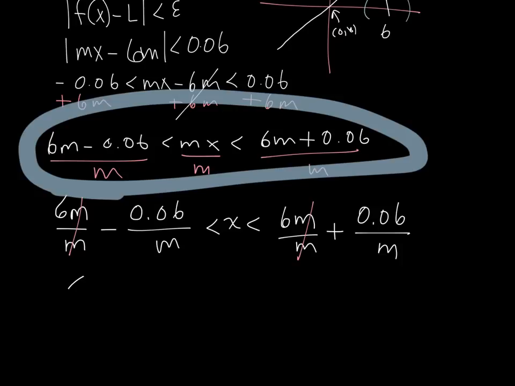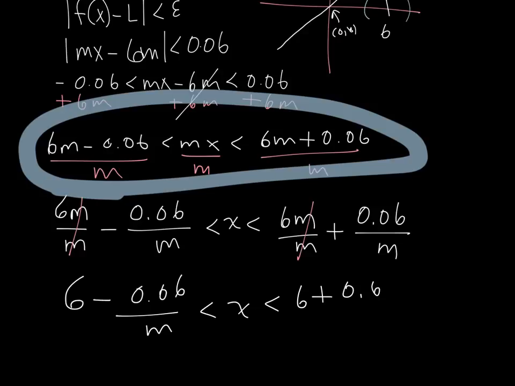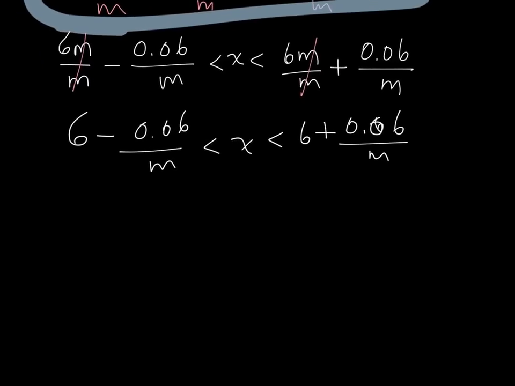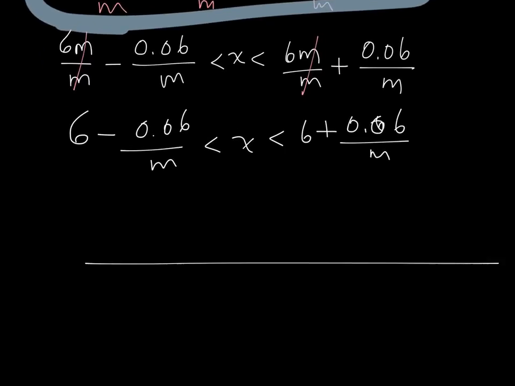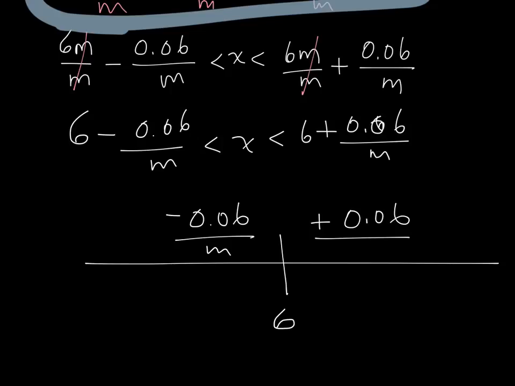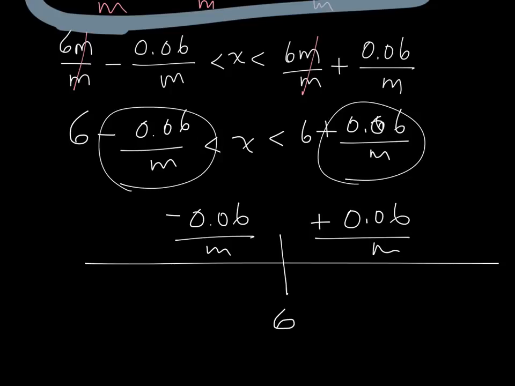So this becomes 6 minus 0.06 over m, and then 6 plus 0.06 over m. Well, if you think about it, my x naught is 6, right? So that's what I'm doing. I'm making an interval around 6. Well, what this is saying is, why not do a minus and a plus, right? Because that's what this is saying. This is saying my plus or minus.